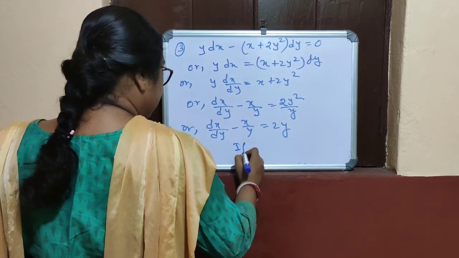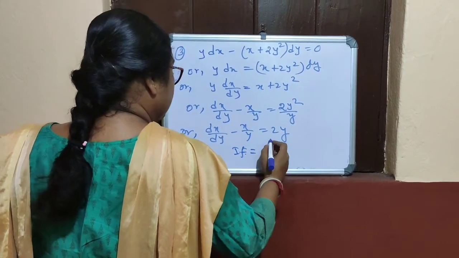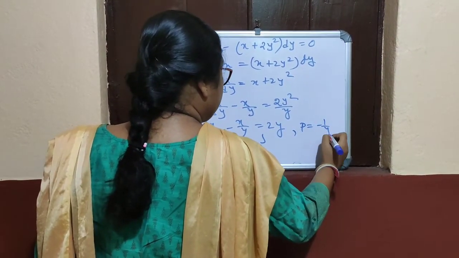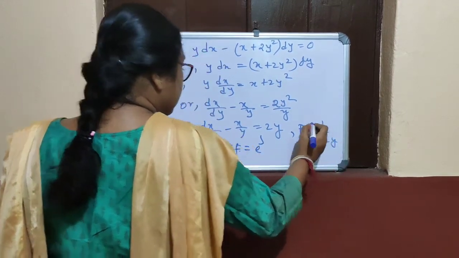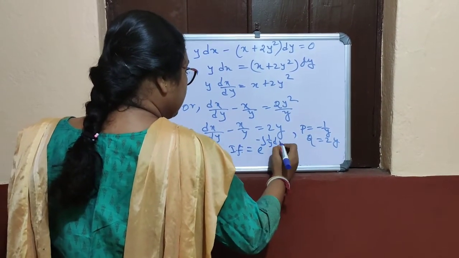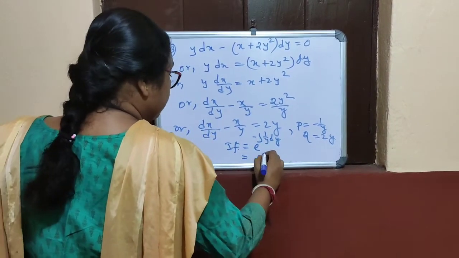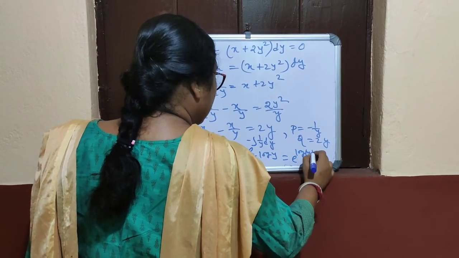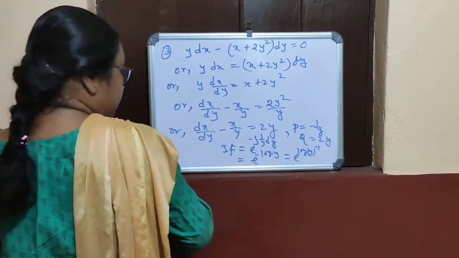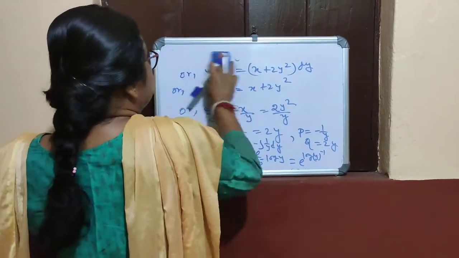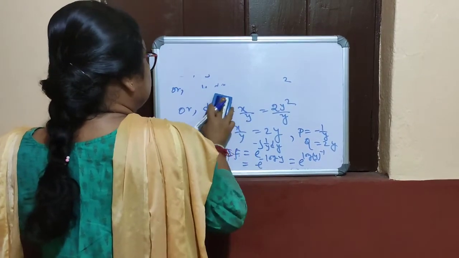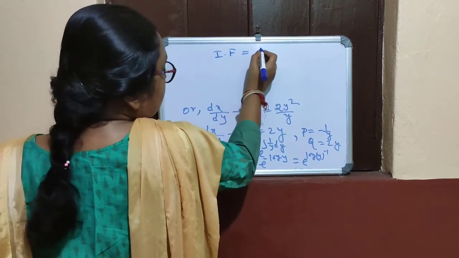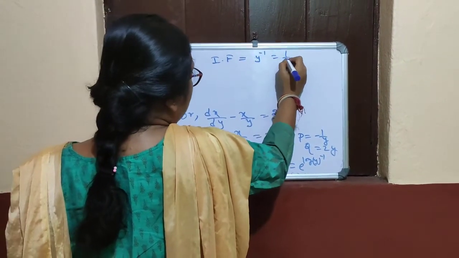Here the integrating factor IF is equal to e to the power integration p dy. Here p equals minus 1 by y and q equals 2y. So this is e to the power integration minus 1 by y dy, which is e to the power minus log y, or e to the power log of 1 by y. Here e and log cancel, and the integrating factor is equal to 1 by y.